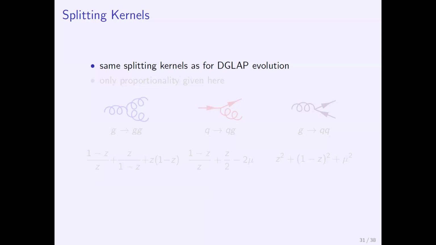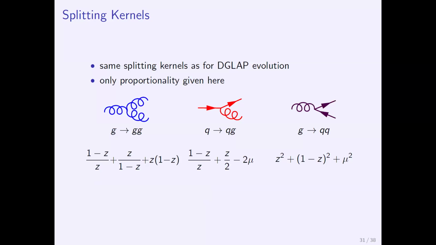Okay, so I want to go into a little bit more detail about the components that make a parton shower, specifically these splitting kernels. I said these are the same splitting kernels as for the DGLAP evolution, and so that means that we can calculate them perturbatively. I'm going to go through them here in terms of proportionality, so I'm not giving the full splitting kernels, but rather just the proportionality for them.